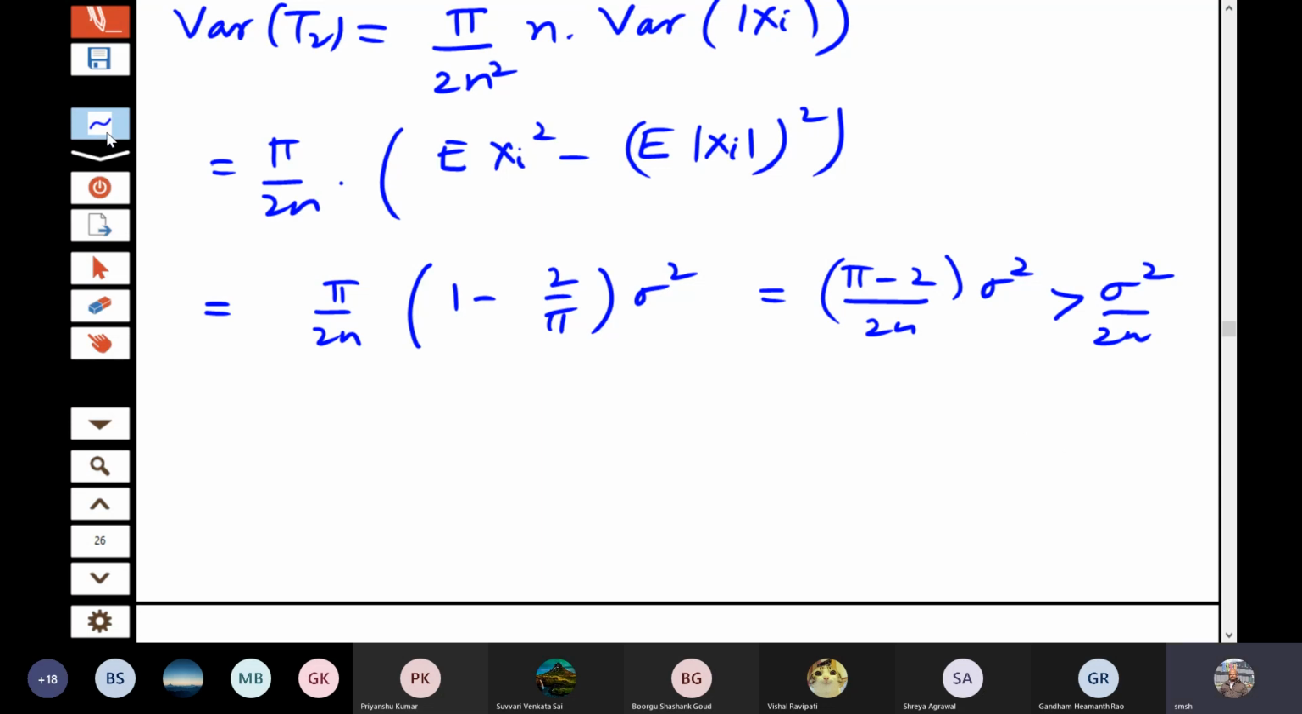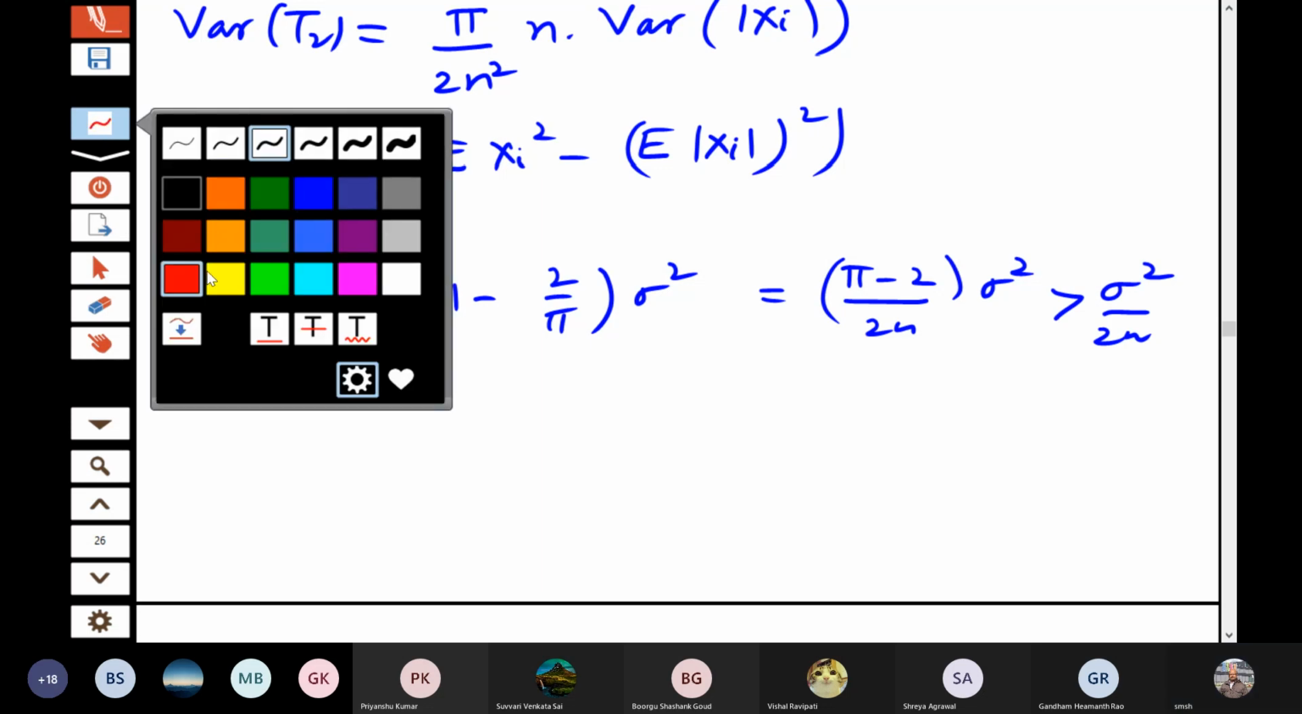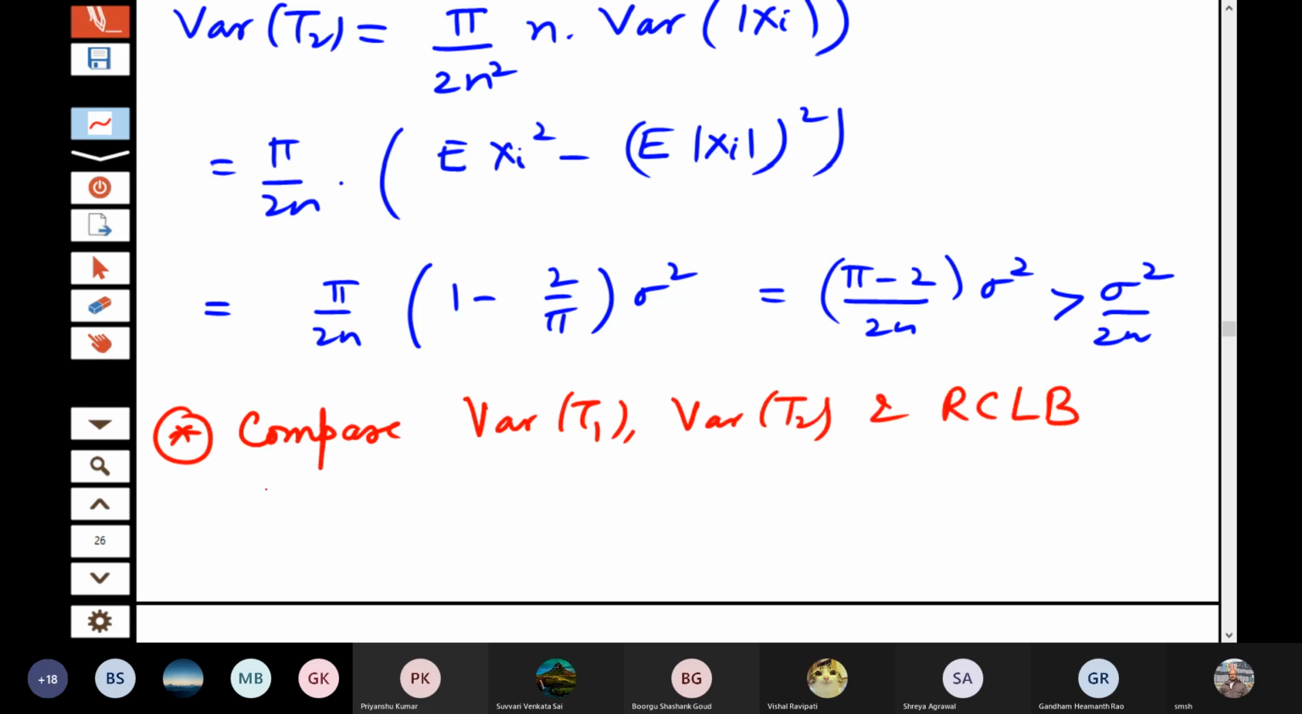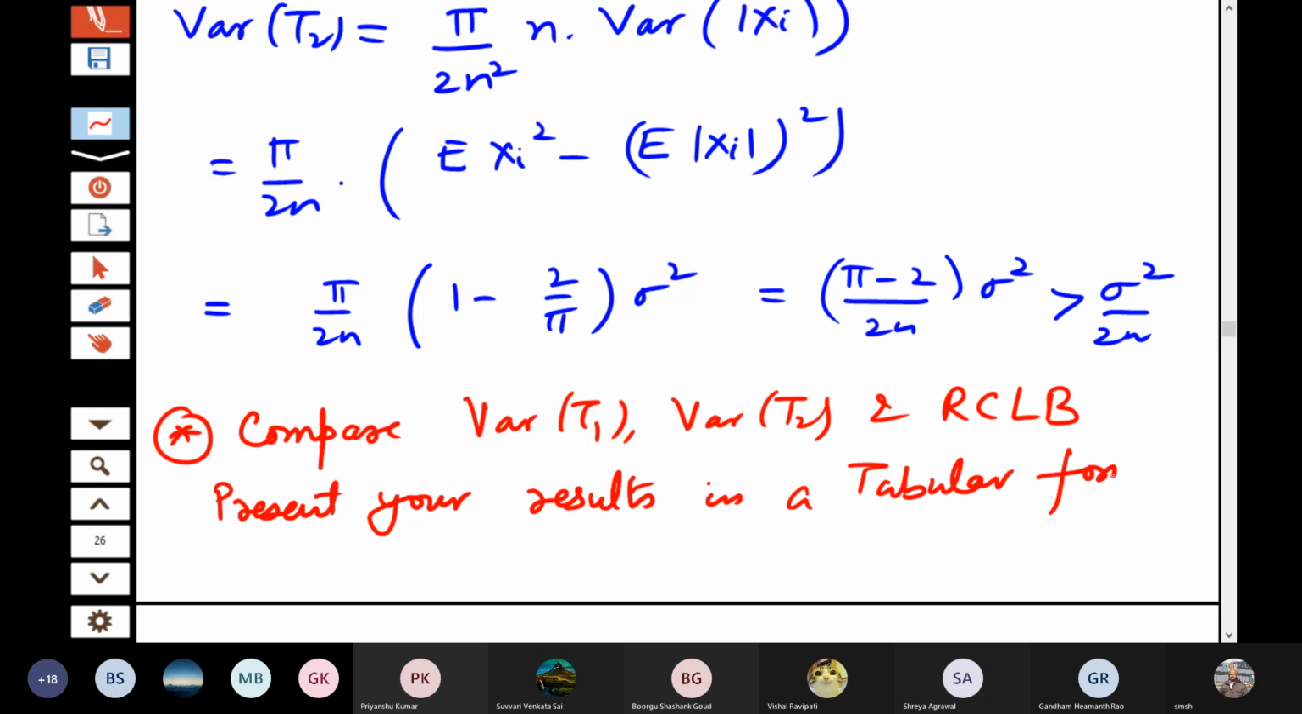So I put this as an exercise. Okay, you can write it, program and do this thing.